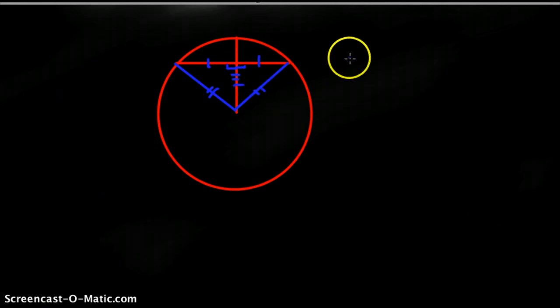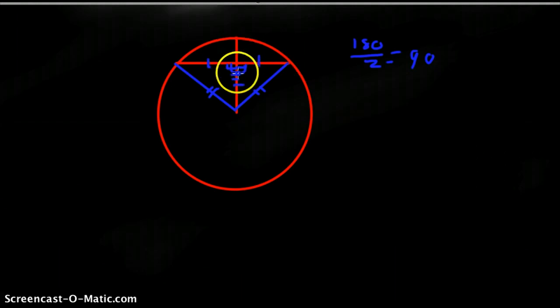So these two angles have to equal 180. And so you just go 180 over 2 is equal to 90. So that you know that this angle right here is equal to 90 degrees and this angle right here is equal to 90 degrees. And it's the same way for this angle and this angle, they're both 90.